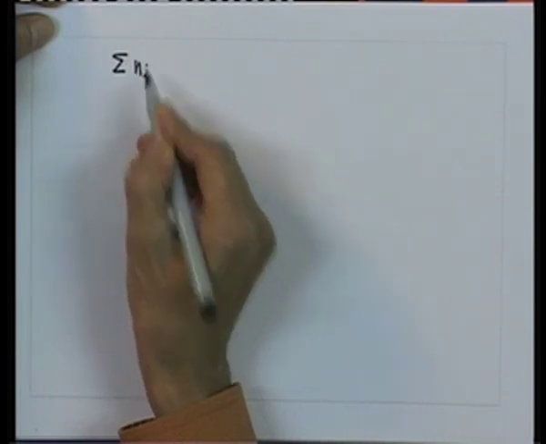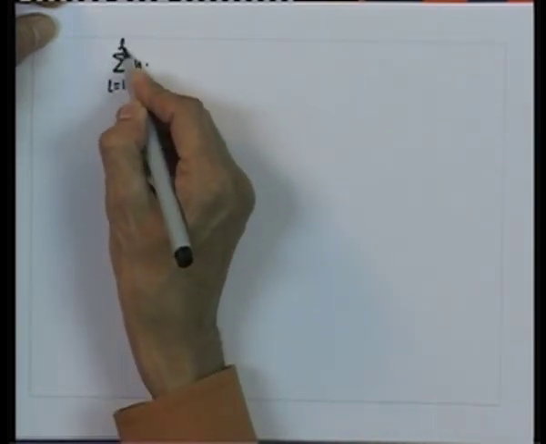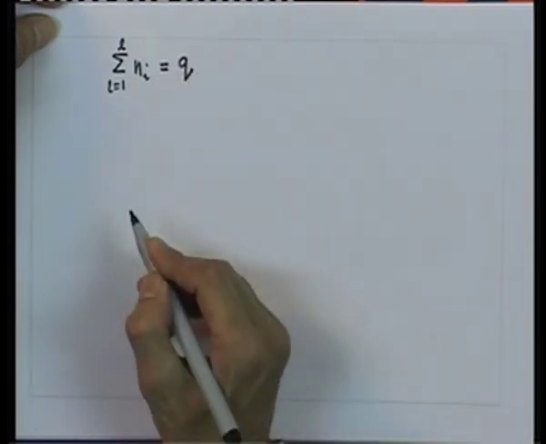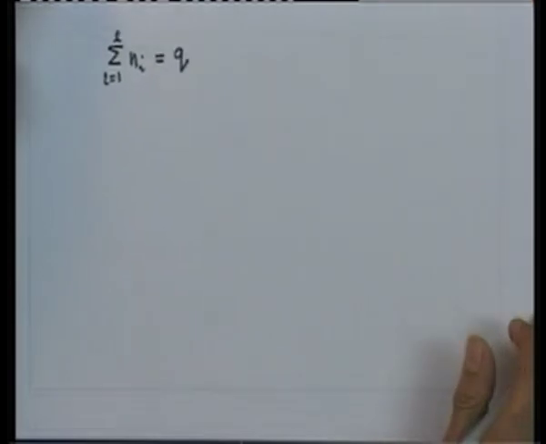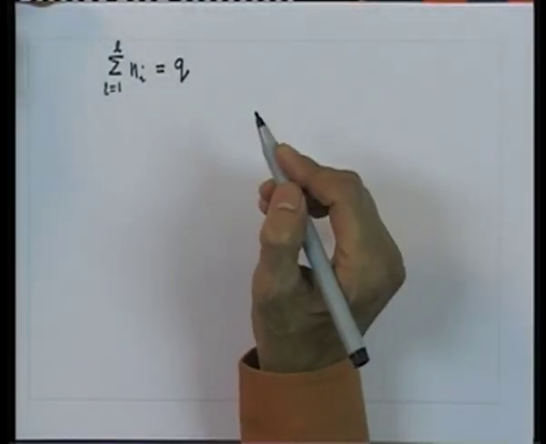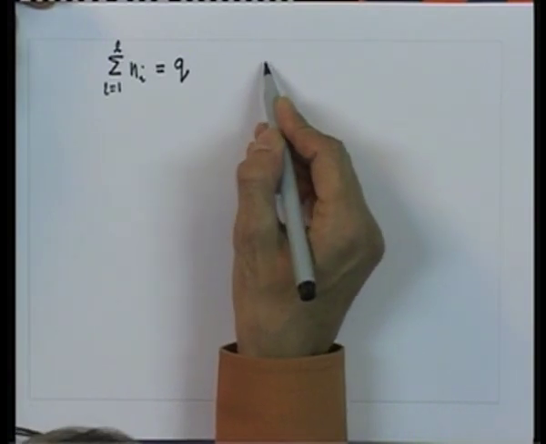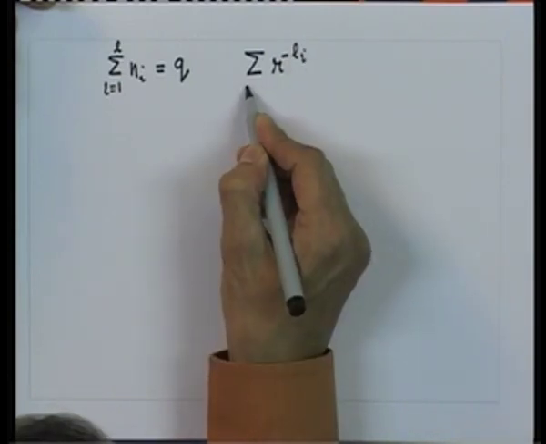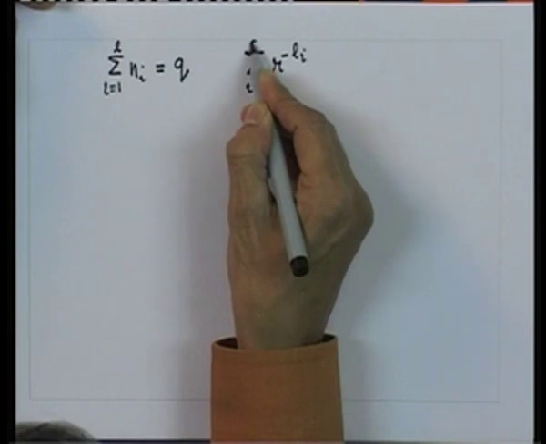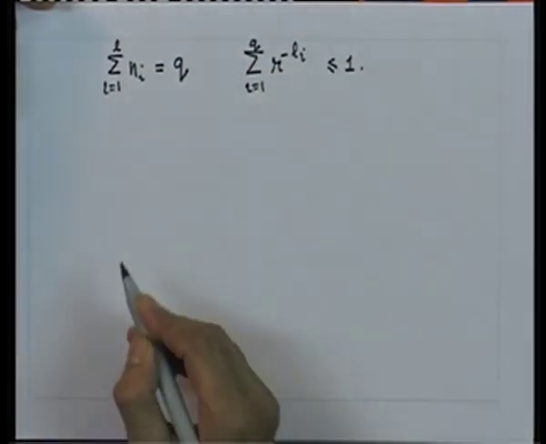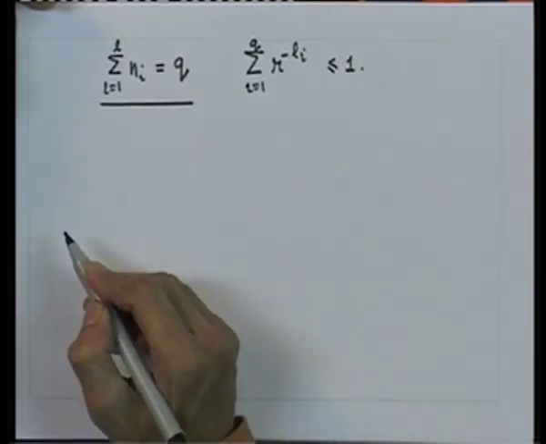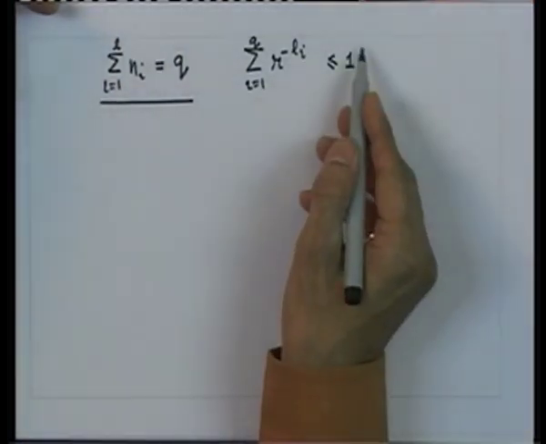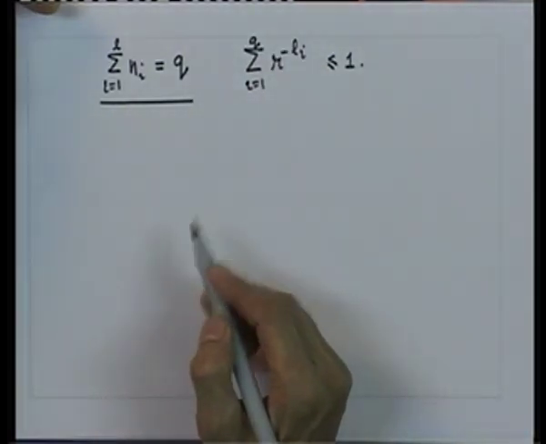So, it means that the summation of Ni's, i equal to 1 to L, is obviously equal to the number of code words which I can have. The number of code words will be equal to Q, and I have this condition now. Using this equation, we can rewrite this equation which corresponds to the Kraft inequality.